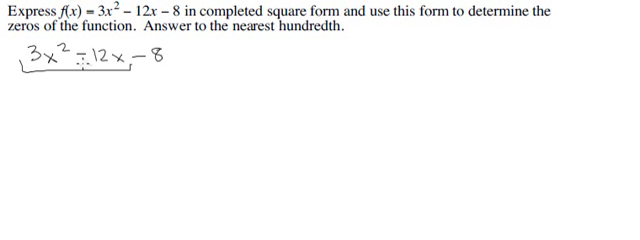We only factor it out of the first two terms. There's no point doing the third one. So 3 comes out. 3x squared divided by 3 leaves x squared. Minus 12x divided by 3 leaves minus 4x. Then just leave some space, and there's our minus 8.